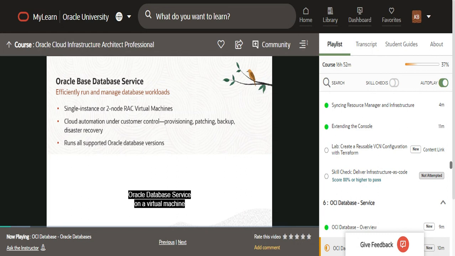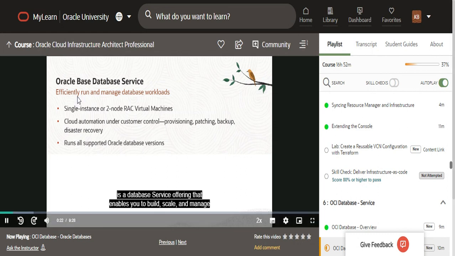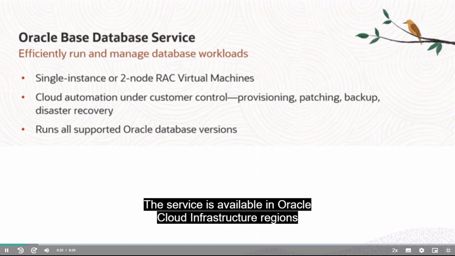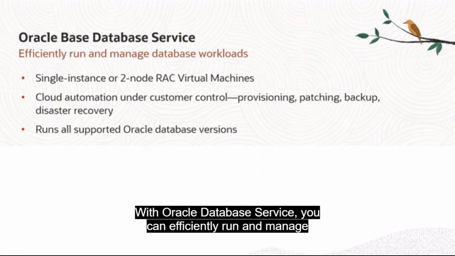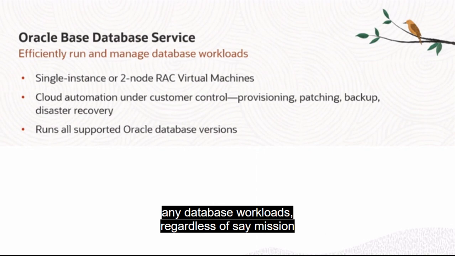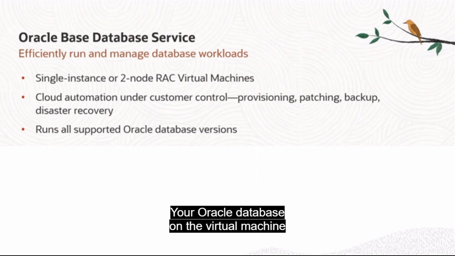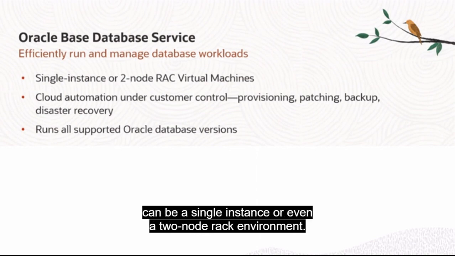Oracle Database Service on a virtual machine is a database service offering that enables you to build, scale, and manage full-featured Oracle databases on virtual machines. This service is available in Oracle Cloud Infrastructure regions around the world. With Oracle Database Service, you can efficiently run and manage any database workloads, regardless if it's a mission-critical online transaction processing environment or an analytical workload. Your Oracle database on the virtual machine can be a single instance or even a two-node RAC environment.